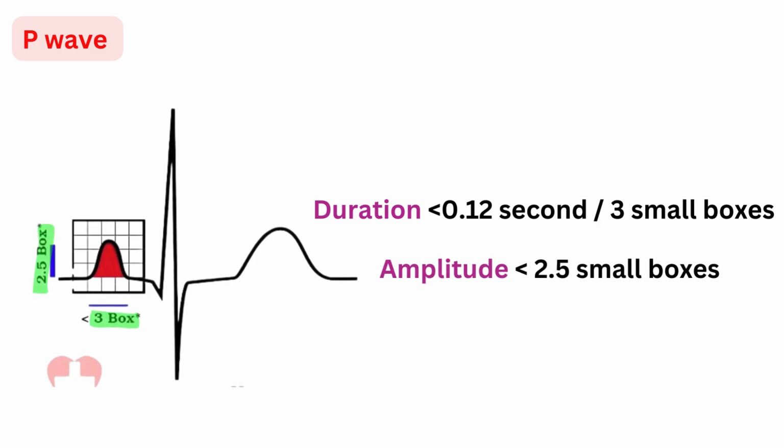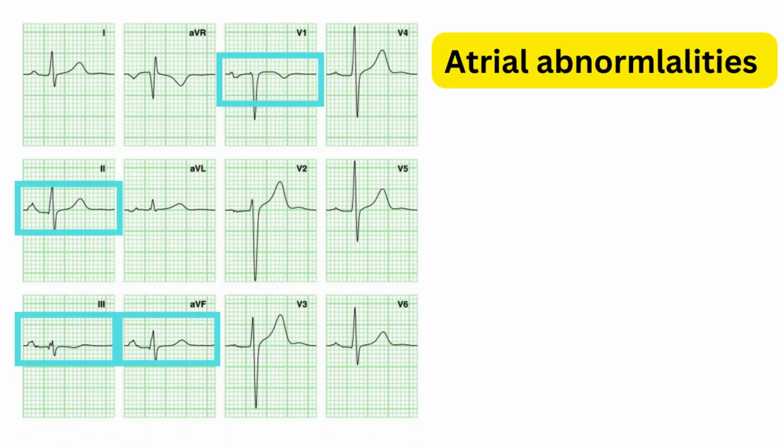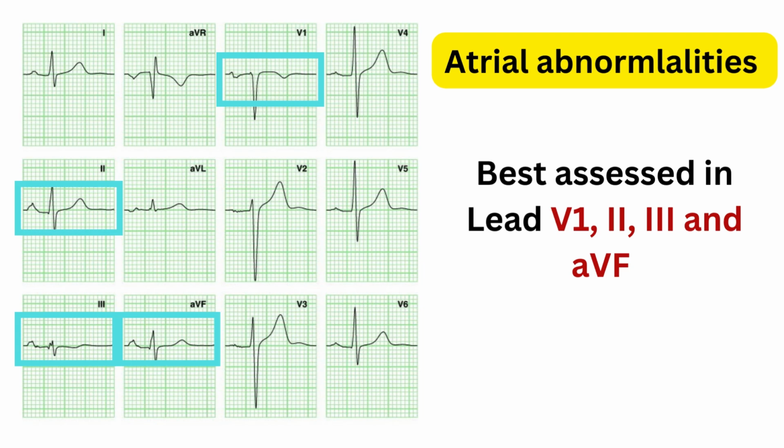The duration of the P wave is less than 0.12 seconds, or 3 small boxes. Amplitude is less than 2.5 small boxes. P wave or atrial abnormalities are best assessed at V1 and the inferior leads, which are lead 2, 3 and AVF.